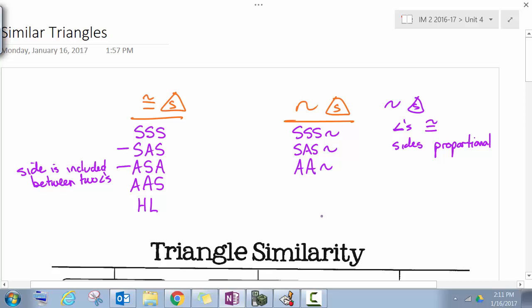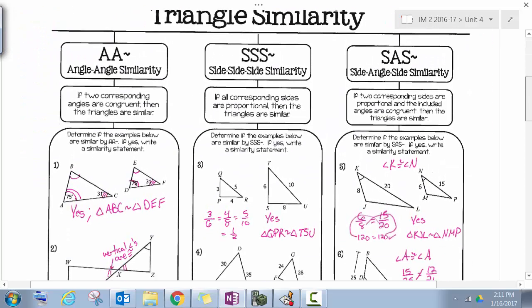And then angle, angle similarity. Notice I don't have that other side. So it's kind of like these two put together. We don't need that extra side. And there is no HL with this. So these are the three ways that we're going to prove triangles similar. And here we look at them.